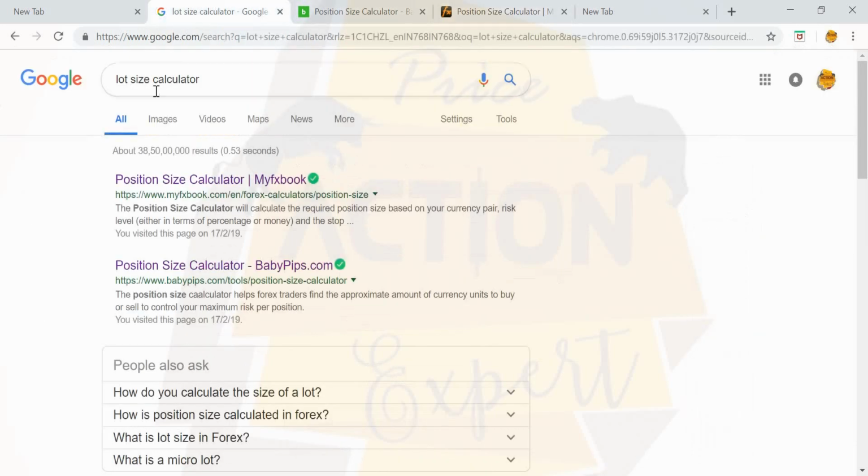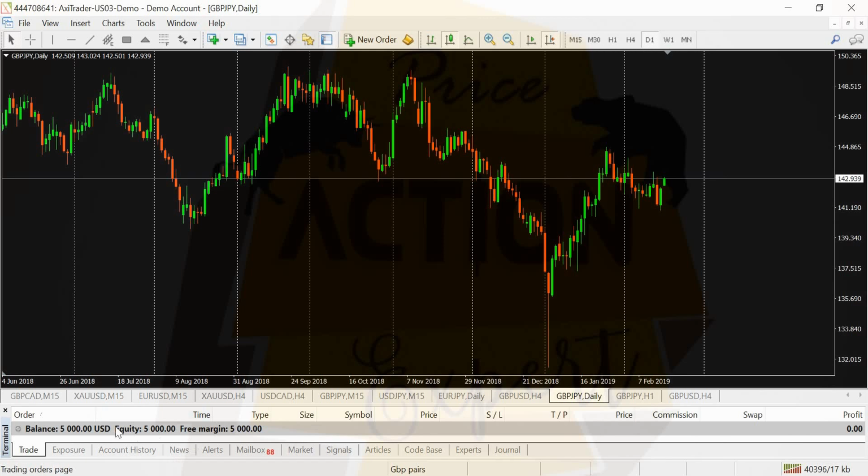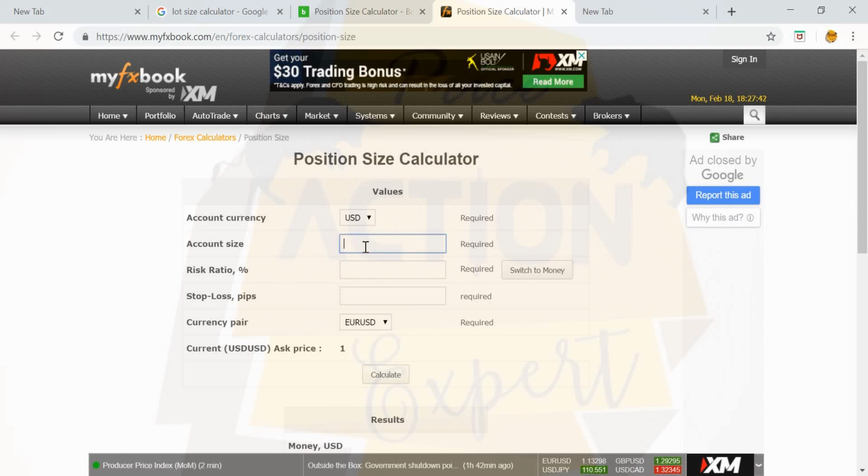Go to Google and type lot size calculator. After that, you can see MyFXBook and BabyPips here. You can take any one. Let's say you're doing it in MyFXBook. Once this opens, you can see these options: the current account currency in which you have invested, which broker, and what type of currency you have invested. I invested in US dollars.